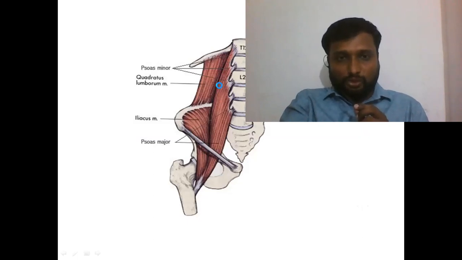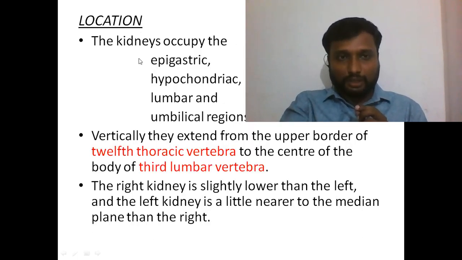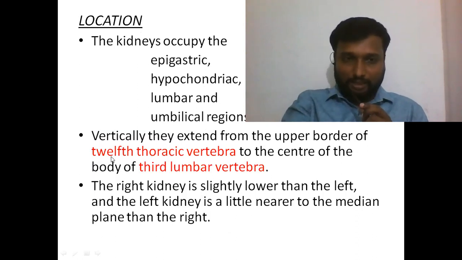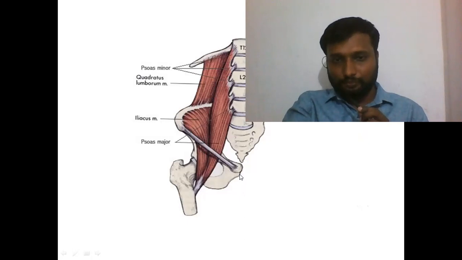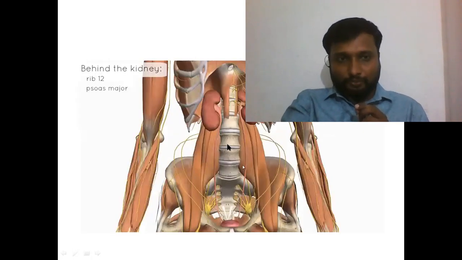So this is the location of the kidney. First I told you in which compartments it is located: the epigastrium, hypochondrium, lumbar, and umbilical region. Then vertical extension: the upper end lies at the level of the 12th thoracic vertebra, the lower end lies at the level of the 3rd lumbar vertebra. See, almost like this on either side of the vertebral column.